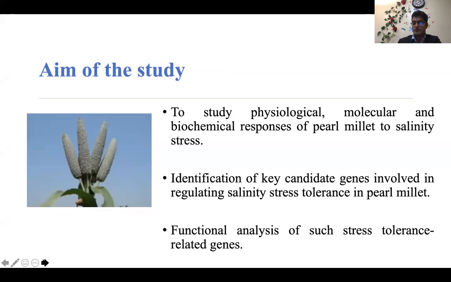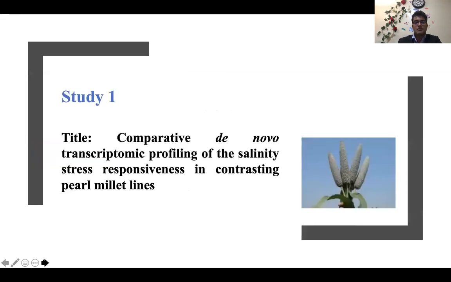Physiological responses of different pearl millet genotypes were also studied. The genes which we got in transcriptome analysis, that is, in RNA sequencing, covered one gene. Another set of students in Japan are now studying other genes. Then there is the functional analysis of such stress tolerant genes. So I will start with my study one.